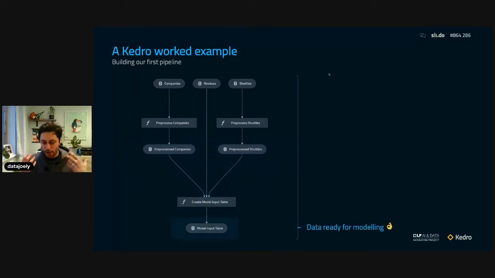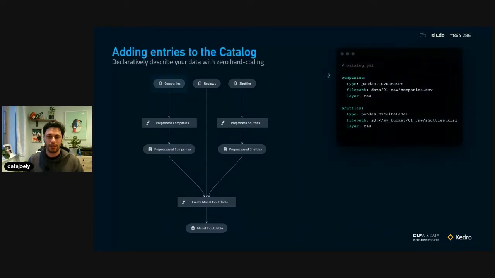We then are able to create a new model input table that is derived from the 2 pre-processed data sets, as well as the reviews data set that, for whatever reason, is ready to skip straight to that stage. This is the problem we're going to go through today.